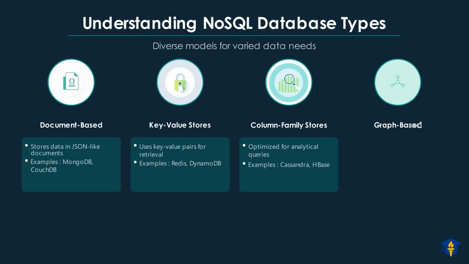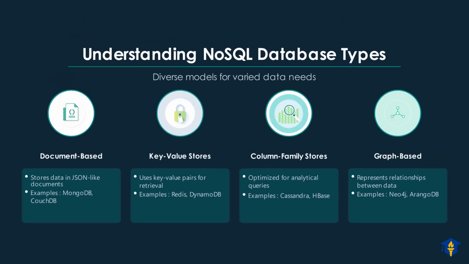Finally, graph-based databases excel at representing and managing complex relationships between data points. They model data as nodes and edges, making them ideal for social networks or recommendation engines. Neo4j and ArangoDB are leading examples of graph databases, perfect for interconnected data.